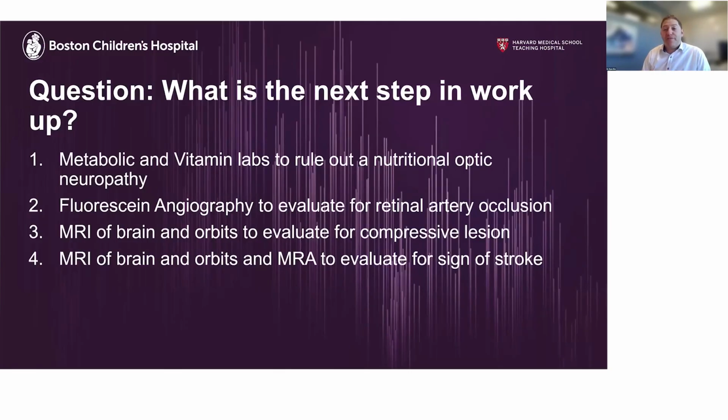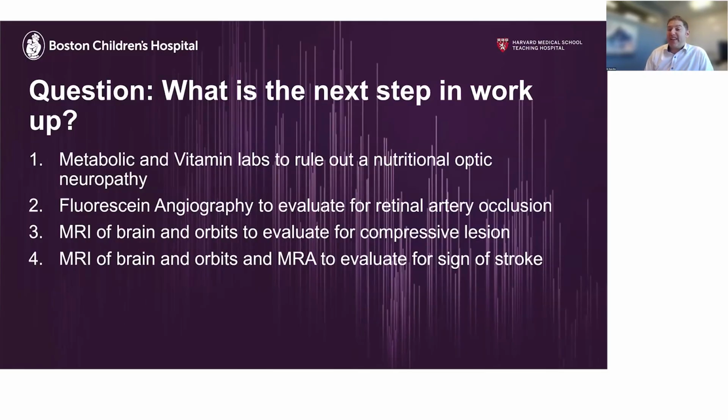Second, you have to evaluate for a sign of stroke because this looks like a non-arteritic ischemic optic neuropathy, which is super rare in children. And so I would pursue a significant workup in her. I don't think you need to do a fluorescein angiography to look for a sign of a retinal artery occlusion because I think your OCT tells you that there isn't a retinal artery occlusion.